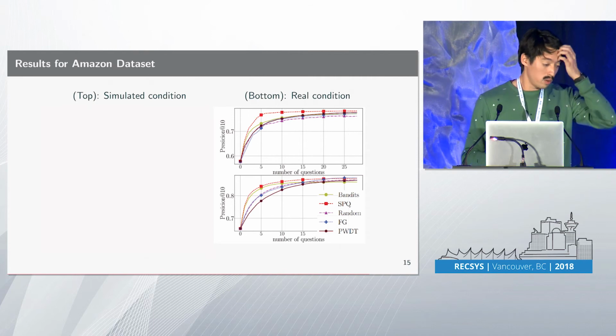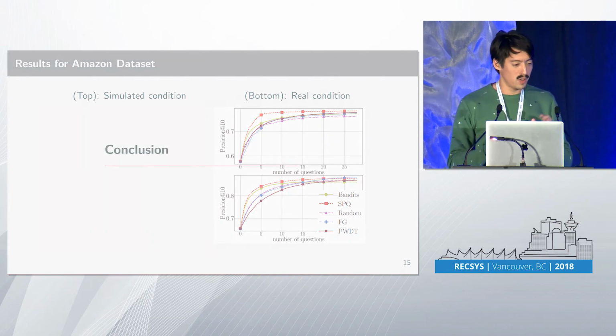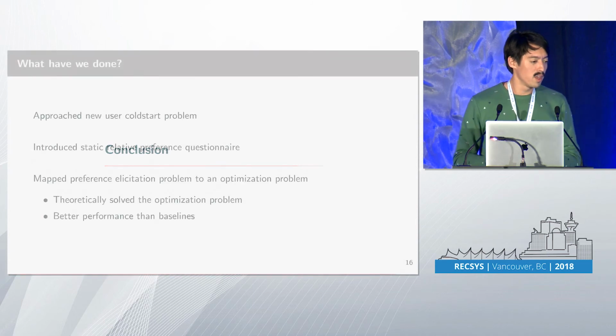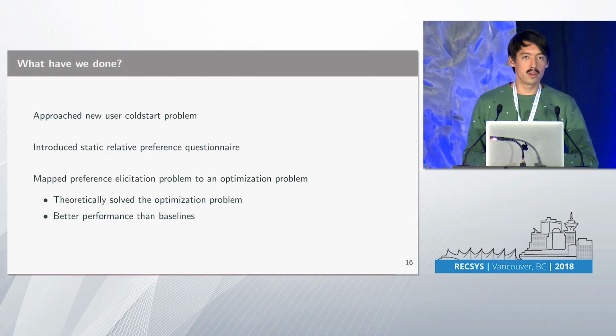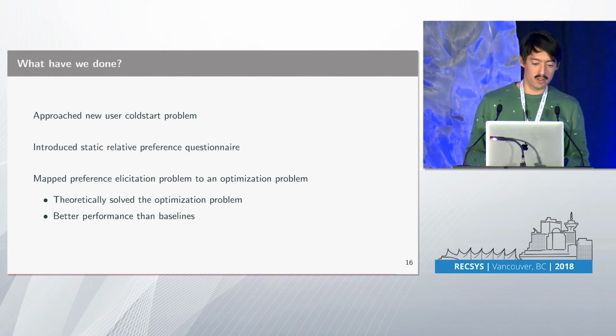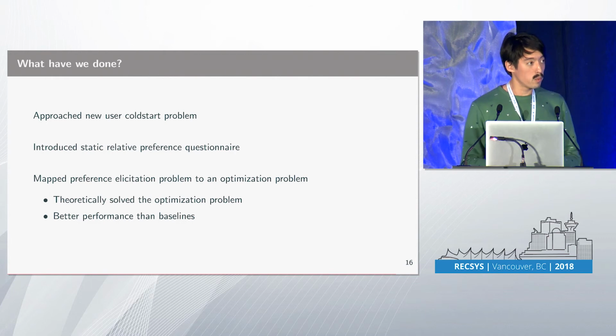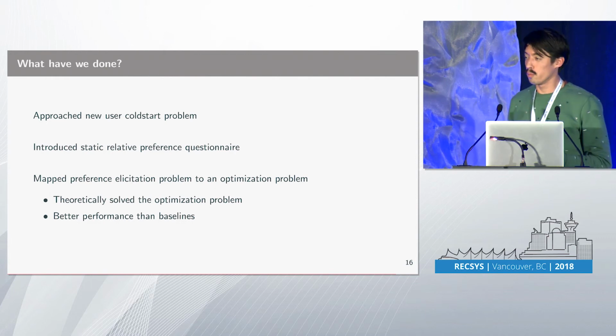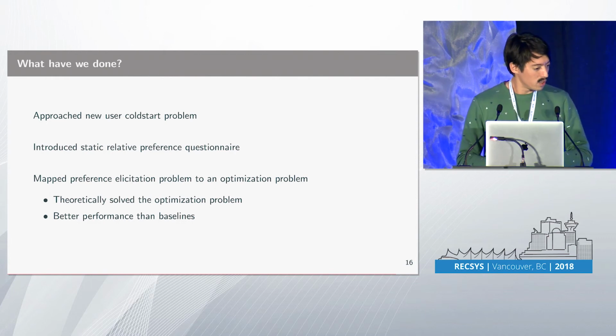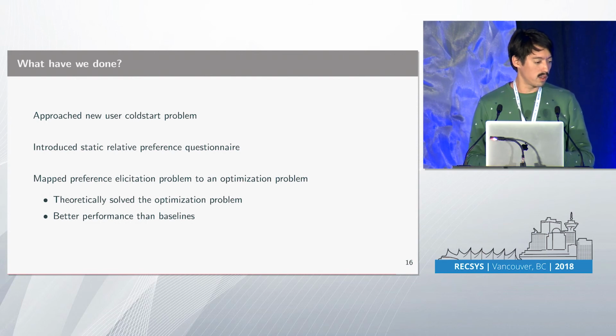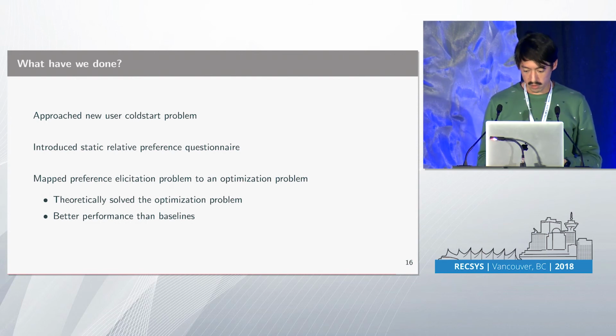So to summarize the summary, what have we done? The authors approached the new user cold-start problem. They introduced a static relative preference questionnaire. They mapped their preference elicitation problem to an optimization problem, for which more details are in the paper, and I highly encourage everyone to read it. They theoretically solved it, and they provide better performance than the baseline.